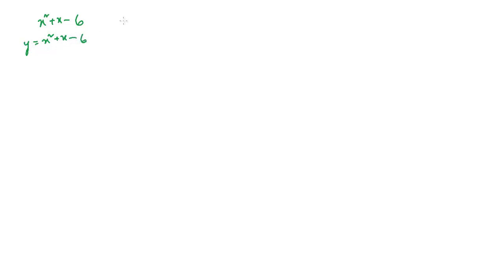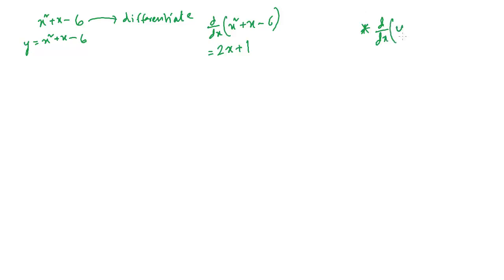When we differentiate an expression, we write it like this. The question would be: differentiate, and we write d by dx of x squared plus x minus 6, and the derivative is twice x plus 1. But here we have both sides. So we already know what this is, but what is the derivative of y? d by dx of y is written as dy by dx.